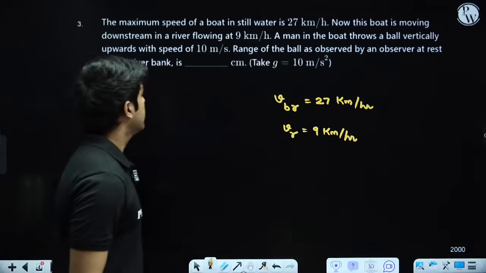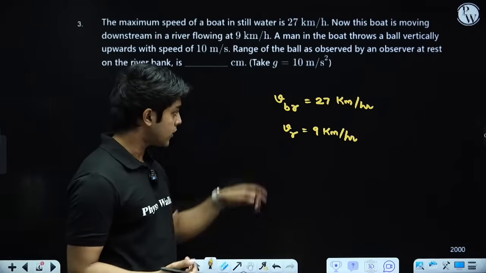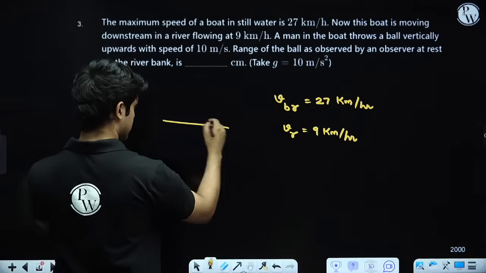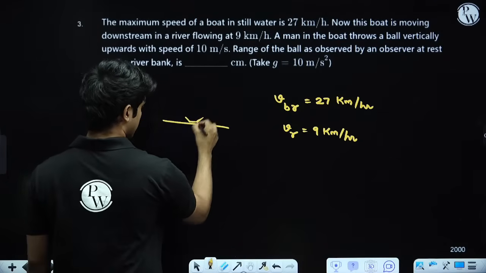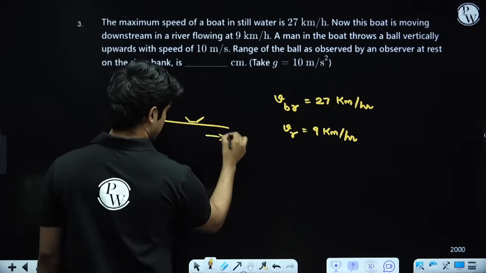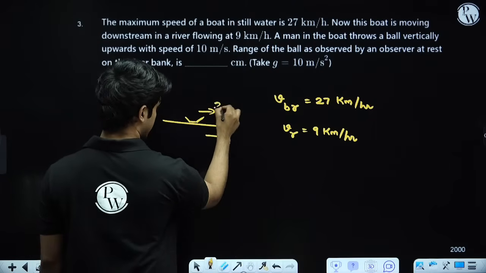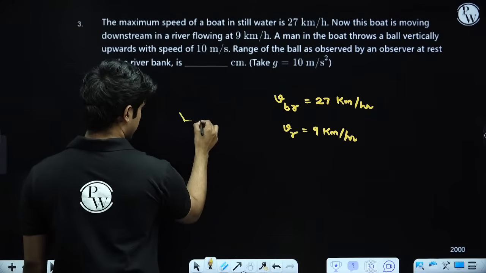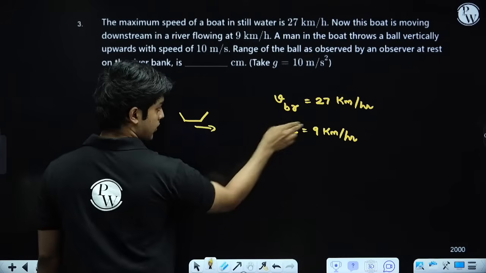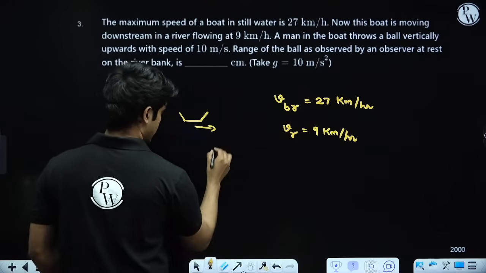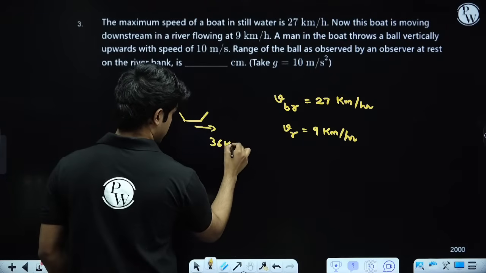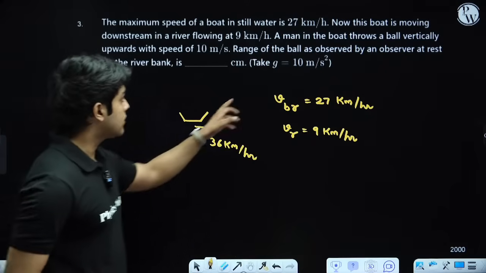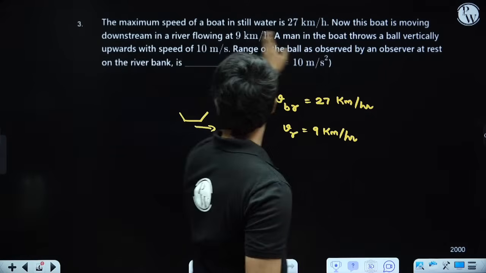Okay, so the boat is flowing downstream, so their velocities will get added up, right? So river flow, let's say this is the river and this is the boat. The river flow is 9 and the boat's relative speed is 27. So their effective speeds will get added up, and the boat's net speed with respect to ground will be 27 plus 9, which will be 36 km/h.